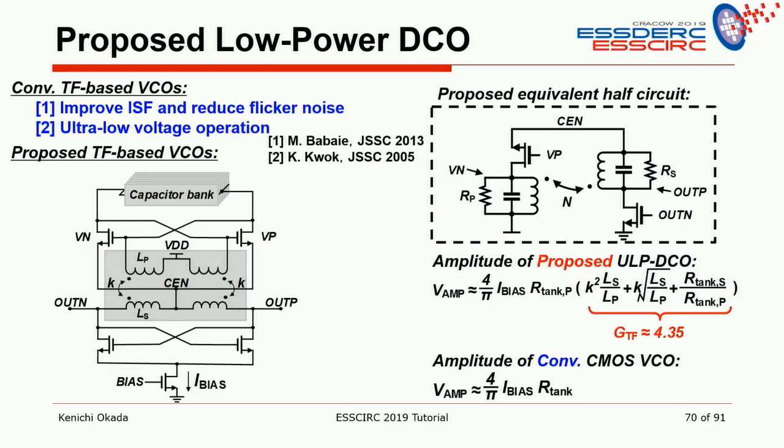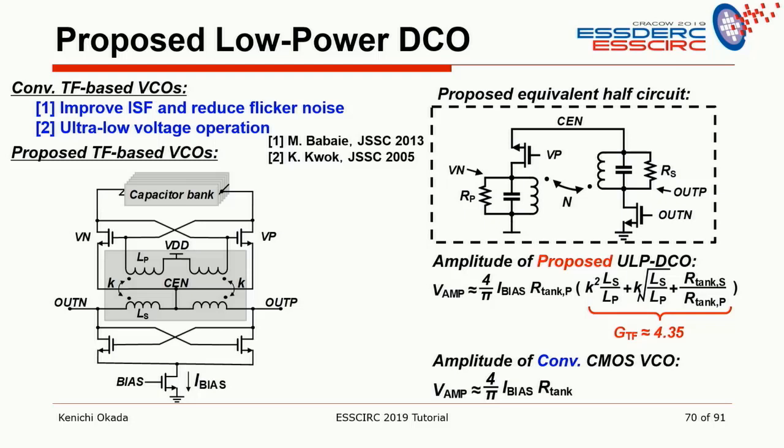The transformer is sometimes used for lowering the flicker noise corner by using the common mode and differential mode difference. But in this case, the transformer is applied for increasing the equivalent tank impedance. Tank impedance is usually written like R tank here. In the case of a common CMOS type, push-pull type VCO, the voltage amplitude can be calculated by this: the 4 over pi, I bias, and the R tank multiplied like this.